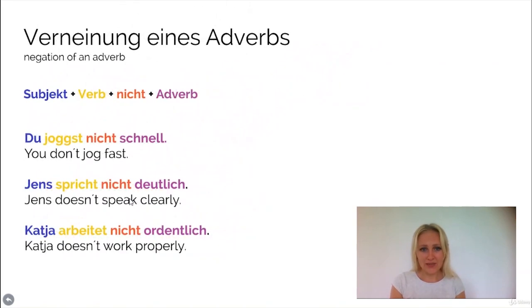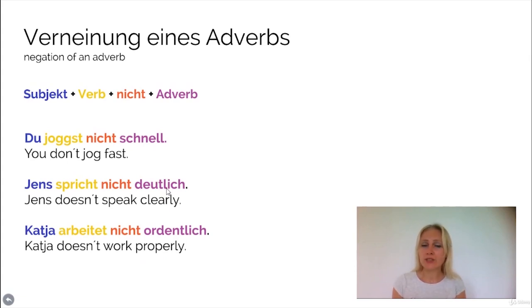Okay, so on the next slide, this is when we're negating adverbs. Verneinung eines Adverbs. So here the word order is subject, verb, then comes the negation nicht, and then comes the adverb. Du joggst nicht schnell. You don't jog fast. Here we have the adverb, which is schnell. Then Jens spricht nicht deutlich. It means Jens doesn't speak clearly. The word order is always the same as you see. Katja arbeitet nicht ordentlich. Katja doesn't work properly. So this is the word order here. As I said, this chapter is very detailed about the word order.